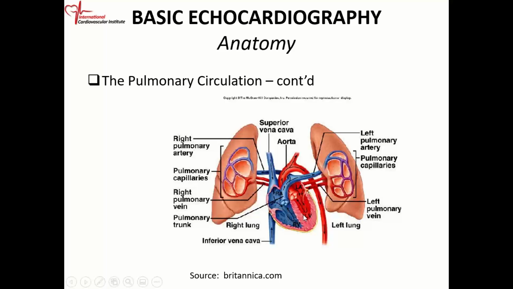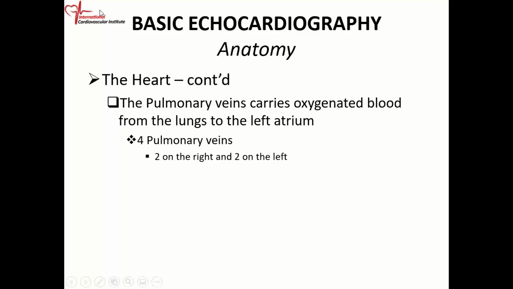Then the blood is going to leave from the left ventricle. Again, nice, rich, oxygenated blood is going to leave from the left ventricle. It's going to travel through the aortic valve into the aortic root, ascending aorta, and then to the aortic arch and descending aorta. So that's it. Again, the pulmonary veins carry oxygenated blood from the lungs to the left atrium.